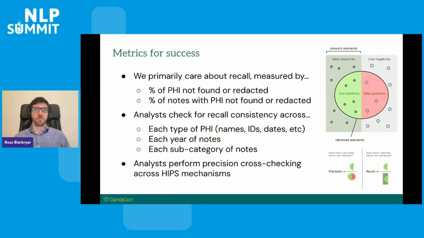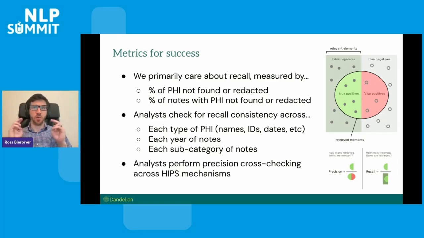In addition, we perform precision cross-checking across our HIPS dictionaries and date jitters to ensure false positives do not reveal the masking mechanism. For example, we always jitter shift a specific number of days per patient to ensure that their event history does not get shuffled out of order. So patient A might get all their dates shifted forward 10 days. Patient B might get all their dates shifted backwards 2 days.